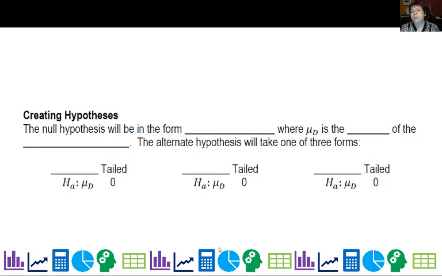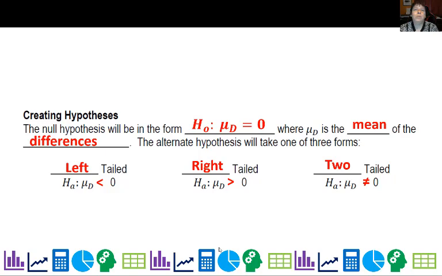Creating hypotheses will be a little bit different now because we're looking at the difference of the before and the after, or the matched pair, basically. So it's going to be in the form H naught, which is our null: the mean of the difference equals 0, where mu sub D is the mean of the differences. Now, your alternate hypothesis, just as before, can take one of three forms. It can be left-tailed, so that means the mean is less than 0. It can be right-tailed, so the mean is greater than 0. Or it can be two-tailed, which means the mean is not equal to 0.